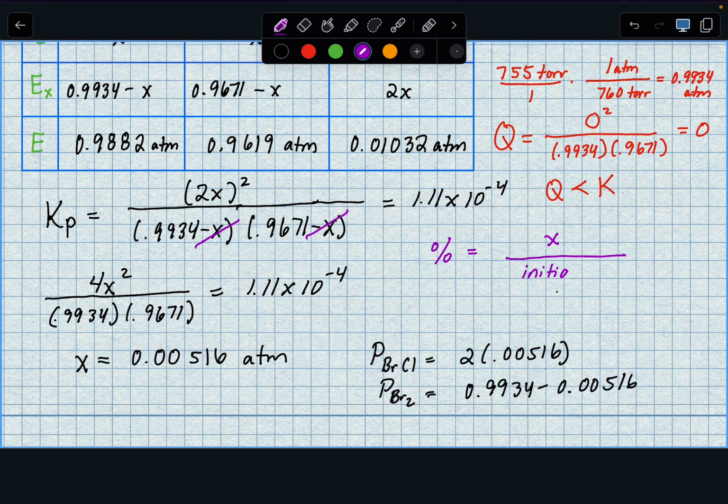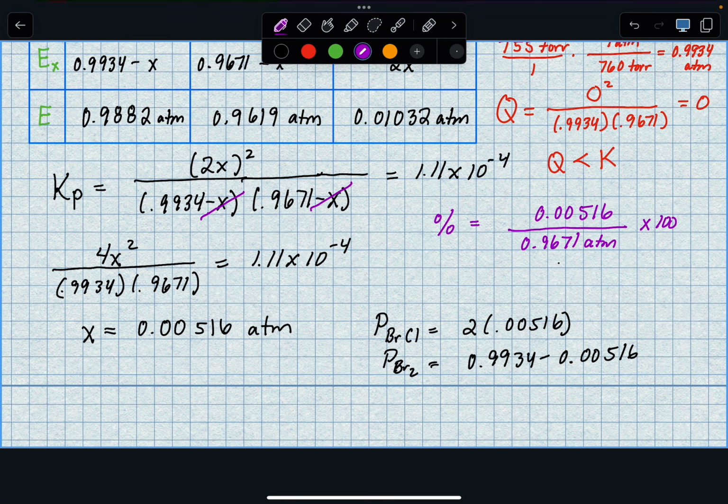So in our case, it's not an initial concentration. It's actually an initial pressure. But you could also have an initial concentration. And so our x value, I'm just going to substitute this in, is 0.00516. And then I'm going to take the smaller of the two initial pressures because we had two different initial pressures here, 0.9671 atm. Because if this one's fine, then the other one's fine. And what we're going to get then is basically 0.5%. And as long as this is under 5%, we are good to do this approximation back here and just get rid of the x.